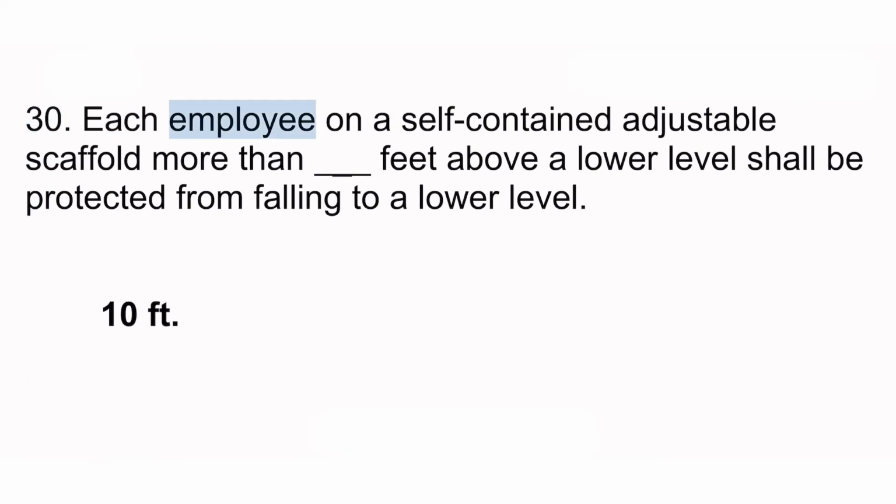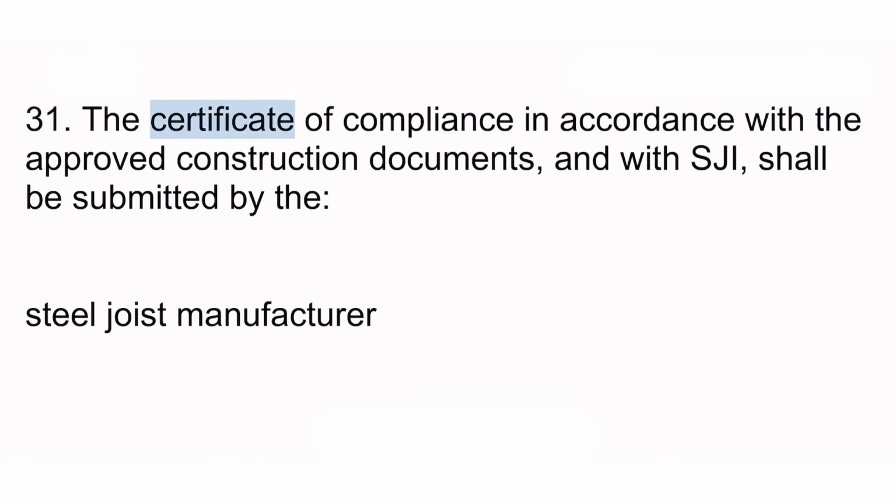30. Each employee on a self-contained adjustable scaffold more than how many feet above a lower level shall be protected from falling to a lower level? 10 feet. 31. The certificate of compliance in accordance with the approved construction documents, and with SJI, shall be submitted by the steel joist manufacturer.